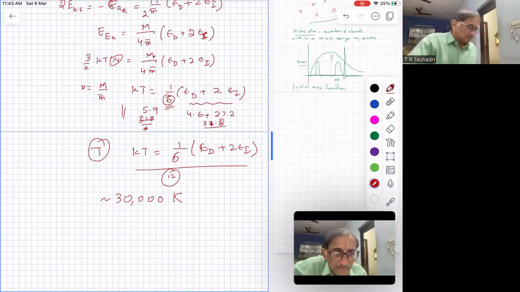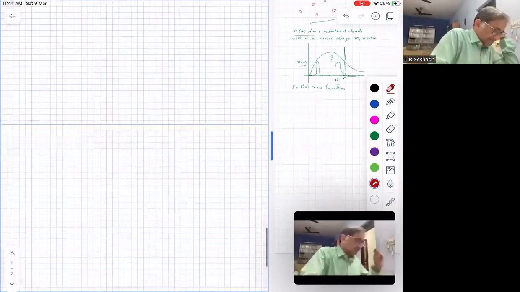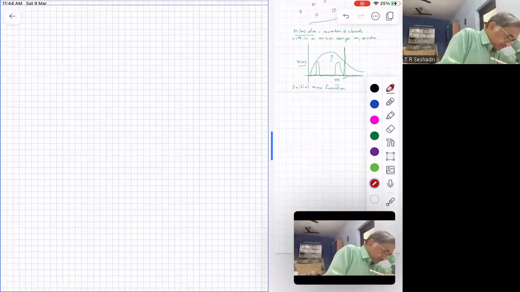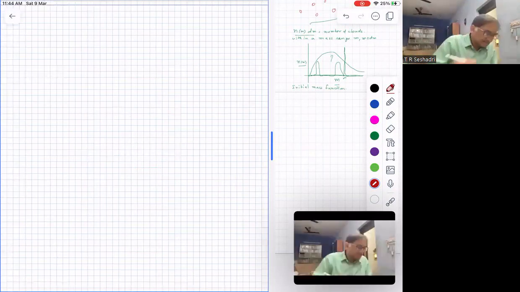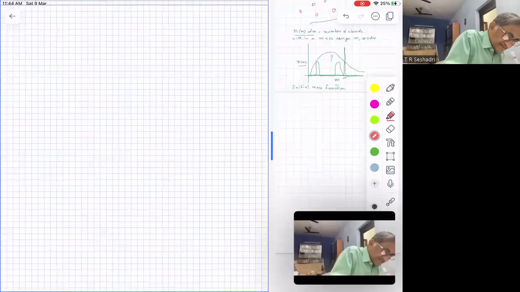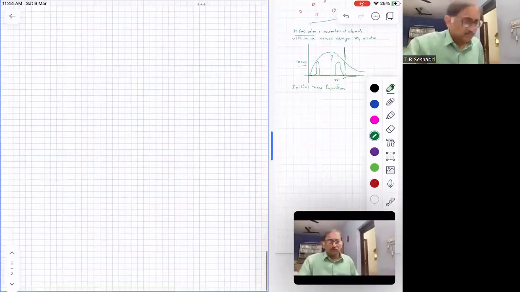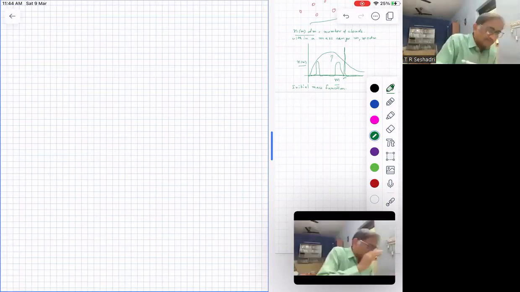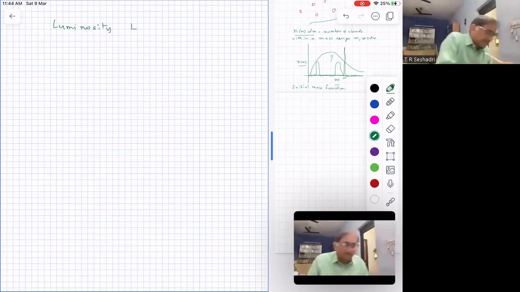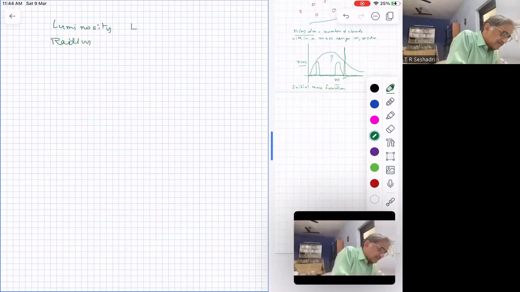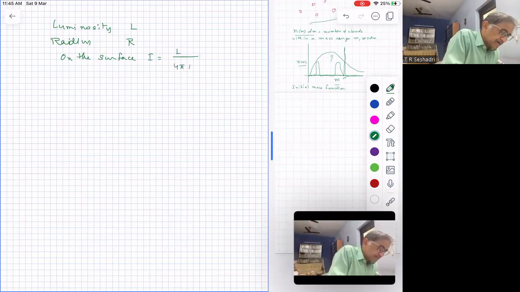Okay. So now, once the protostar is formed, let me just change gear. I'll come back to this. Let us look at the radiation from a star. I am gradually going towards what they call the Hertzsprung-Russell diagram for studying stars. Suppose the luminosity of the star is L and the radius of the star is R. So on the surface, the intensity is L by 4 pi R square.